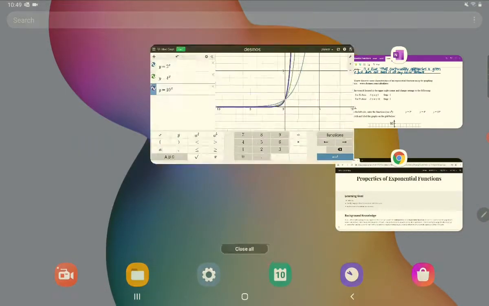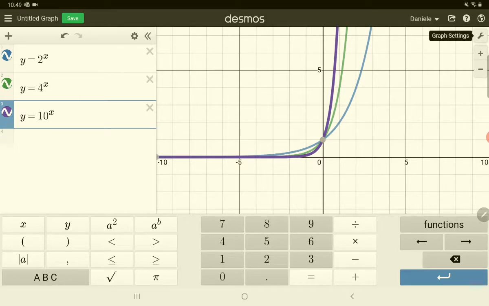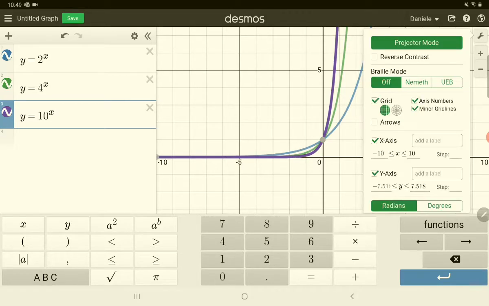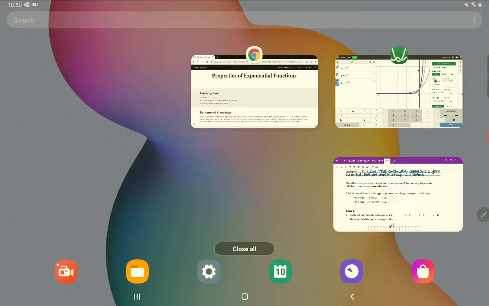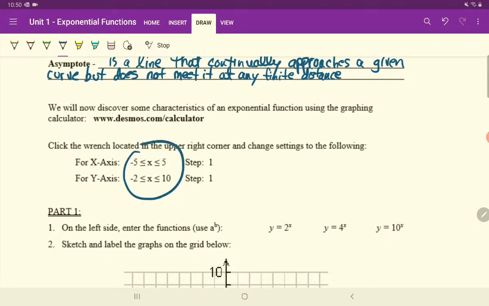Let's go into Desmos. Here's the wrench in the top right corner. And you can see that you can change the x values and the y values accordingly. Basically it's what is showing on your screen. So you can choose the range of x's and the range of y's that can be viewable on your screen. So change them accordingly to these numbers here: -5 to 5 for x and -2 to 10 for y.